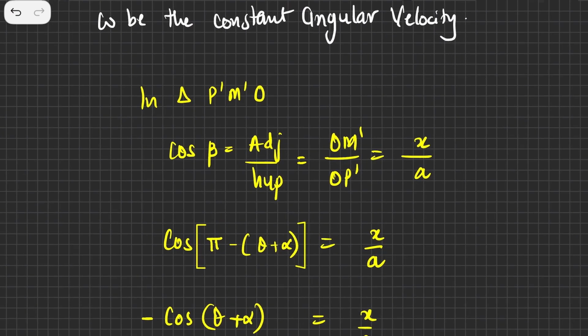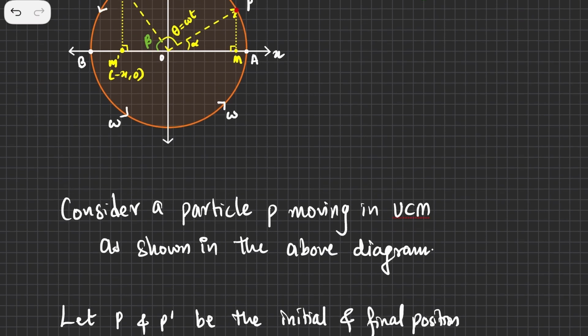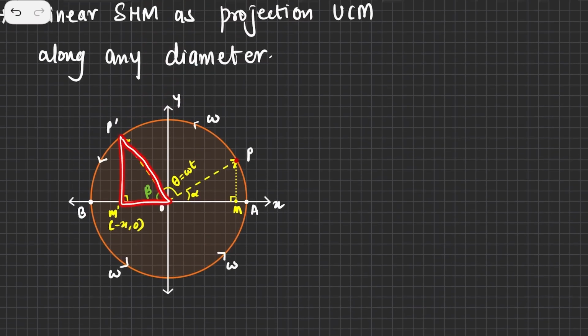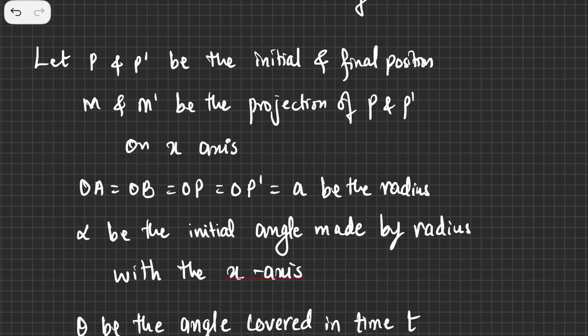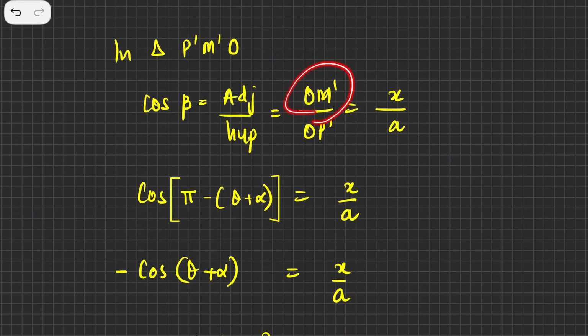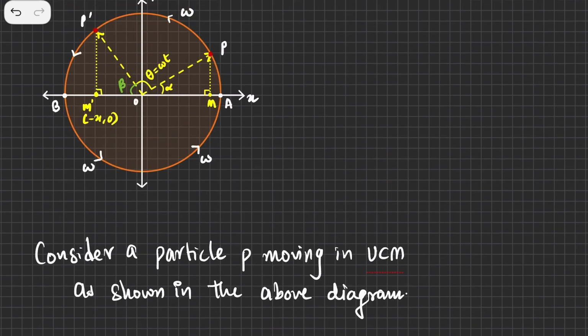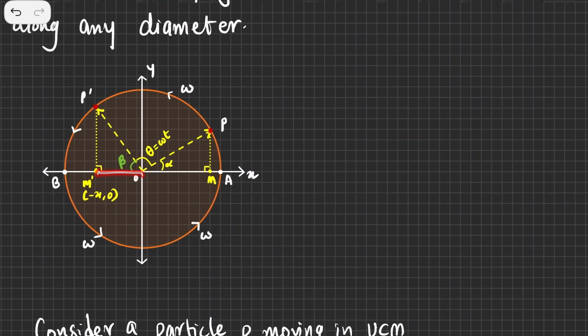In the next step, in triangle P dash M dash O, the red triangle, I'll find out what cos beta is. So cos beta is adjacent upon hypotenuse. So it is OM dash upon OP dash, that is x upon A. Why is it x upon A? Because the distance is x on the x-axis and this is your radius, which I am writing as A.